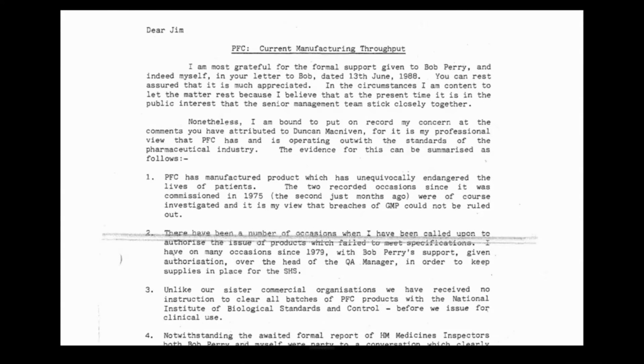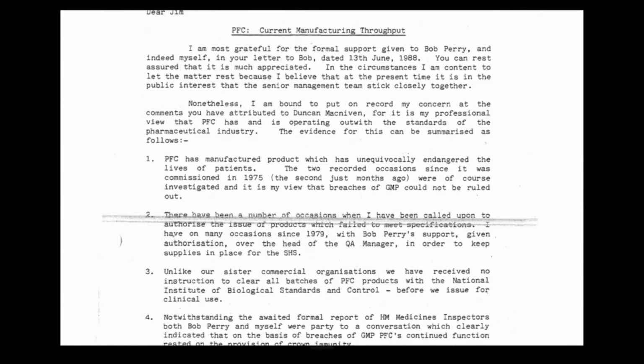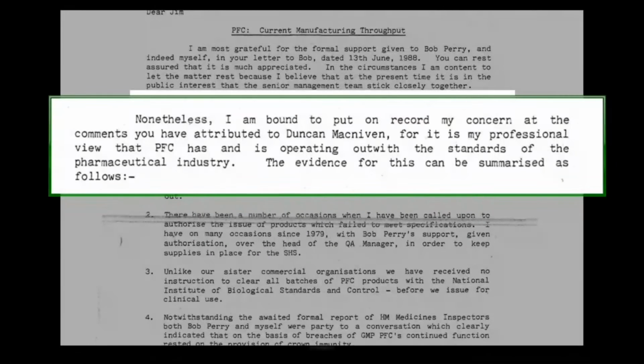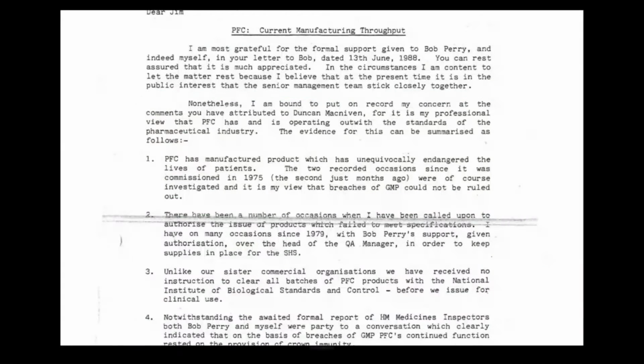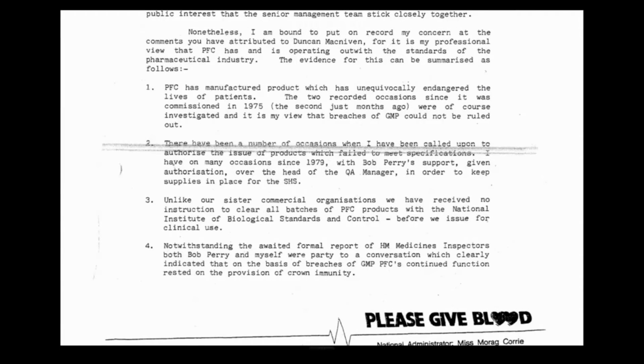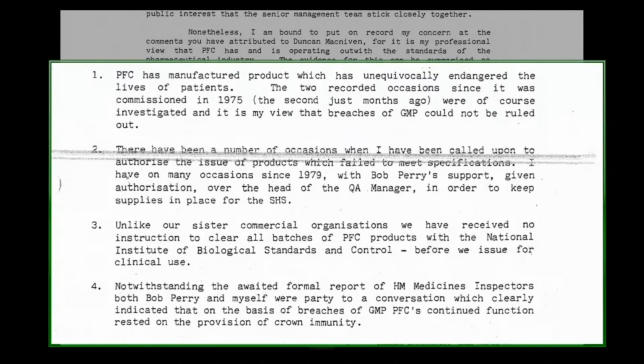These are his views about the PFC, second paragraph, second line. It's my professional view that the PFC has and is operating outwith the standards of the pharmaceutical industry. The evidence for this can be summarised as follows. PFC has manufactured product which has unequivocally endangered the lives of patients, and he gives reference to 2 recorded occasions of that. Paragraph 2, there have been a number of occasions when I've been called upon to authorise the issue of products which fail to meet specifications.